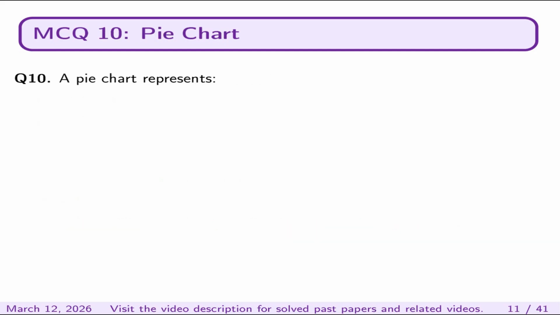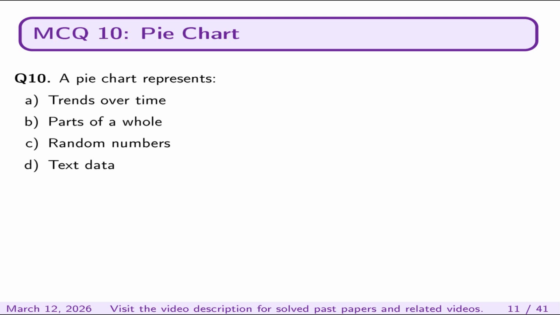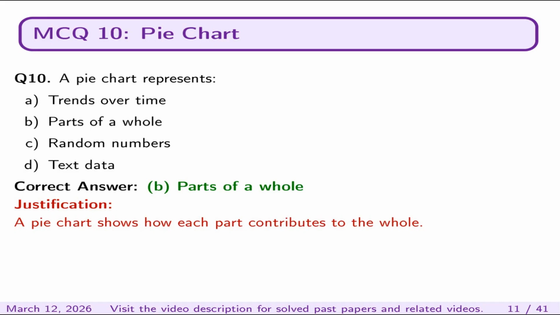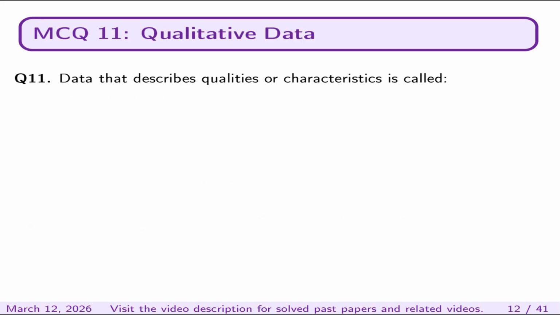Question number 10. A pie chart represents trends over time, parts of a whole, random numbers, text data. It shows parts of a whole. A pie chart shows how each part contributes to the whole.